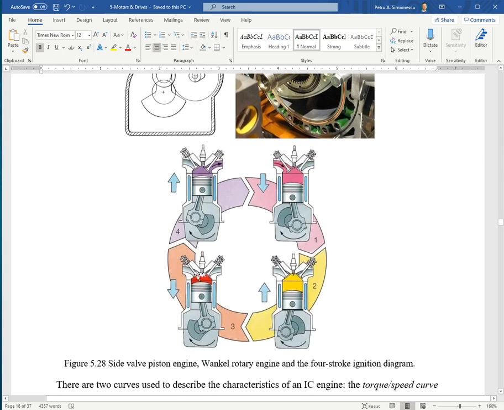So there's a drawing showing the 4 strokes of a piston engine, a spark ignition engine. So there's the intake, there's the compression, ignition and expansion, and burned gases are expelled to the atmosphere.